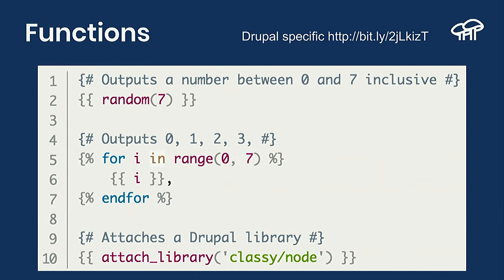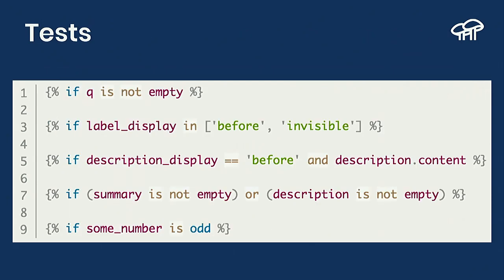In contrast to filters, where the output is printed right away in the template where you put the filter, in this case, with the attach library function, we are actually adding CSS to the header and JavaScript to the footer. So when you use a function, the result of what is going to be output is not necessarily right away in the template. In here, we are modifying the whole Drupal page. And there are some filters and functions specific to Drupal, and you can find them on those links.